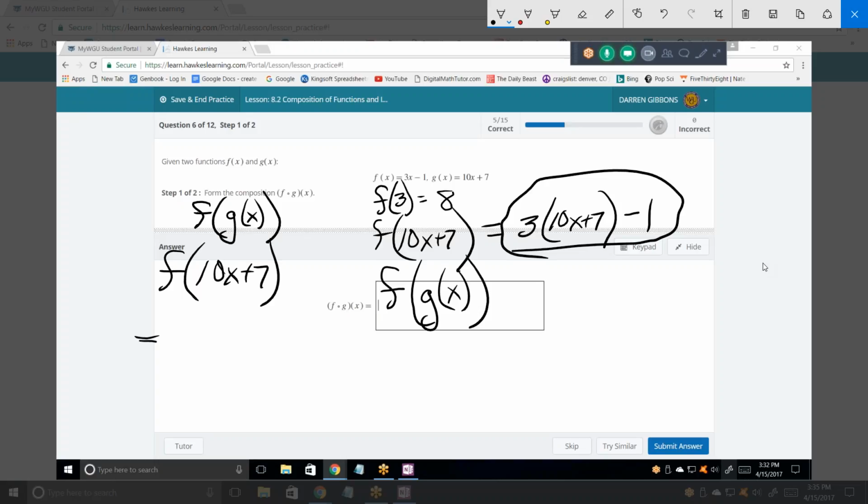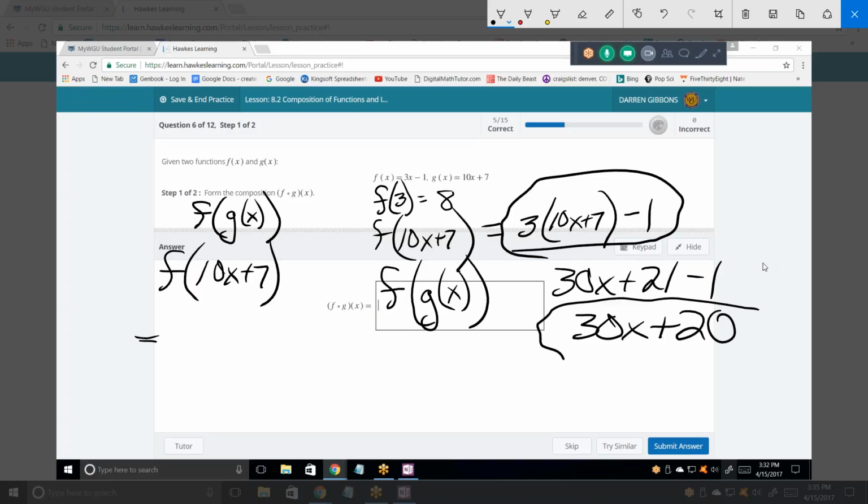What's that become? Is it 30x plus 1? Minus 1. Now simplify it further. 30x plus 20. There's our answer. That is what f of g of x is, or commonly called fog. Fog of x means f of g of x. Maybe they call it fog because it usually puts the students into a fog.